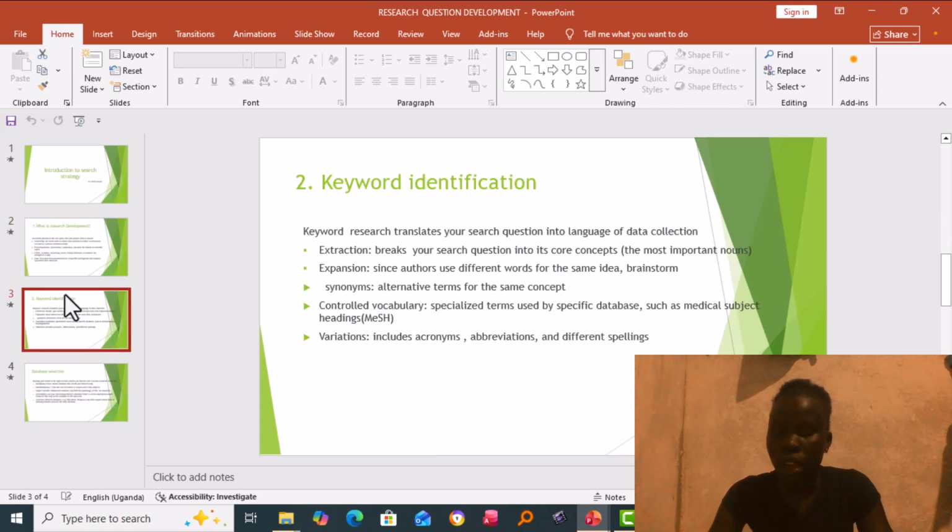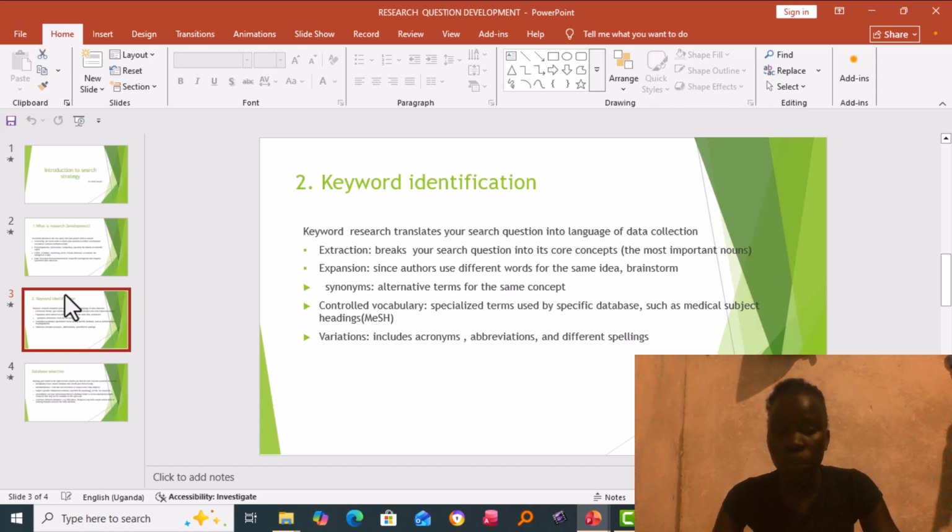Then the second one is the keyword identification. The keyword research translates your search questions into the language of data collections, because the data collection also has its language, just like we are going to look at in our next video. So we have the extraction. The extraction breaks your search questions into core concepts, the most important nouns. Then we have synonyms, the alternative terms for the same concept.